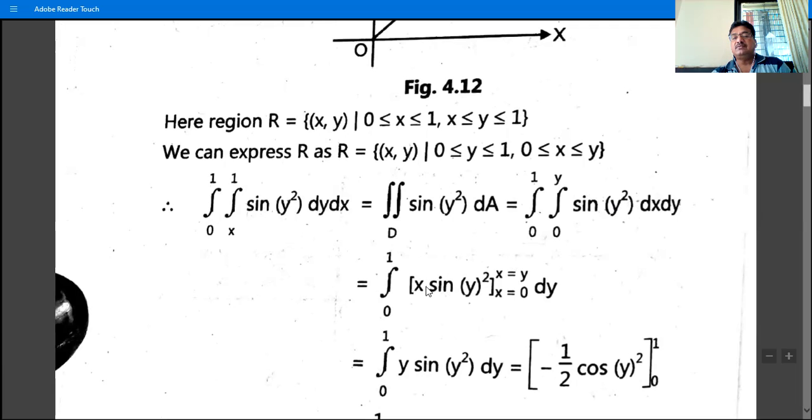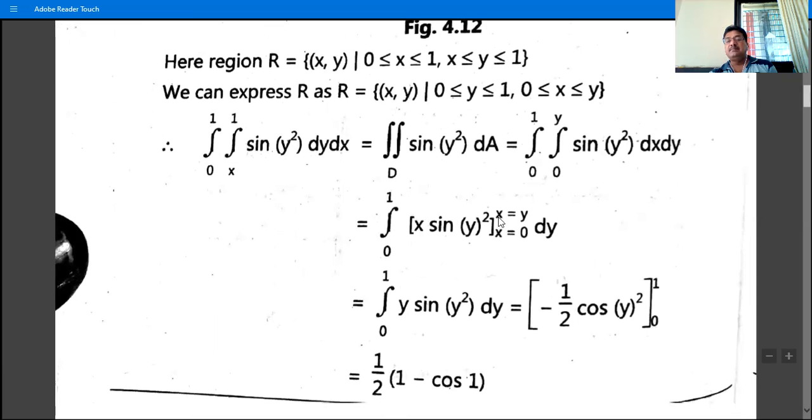So changing the order, we have the integration of x into sine y square, where x runs from 0 to y, and dy as it is, with the integration from 0 to 1 as it is. This is the limit on y, 0 to 1. So value at the upper limit minus value at the lower limit: substitute x as y, so we get y sine y square, and substitute x as 0, we get 0. So the lower limit value is 0, and the value at the upper limit minus the value at the lower limit is y sine y square.